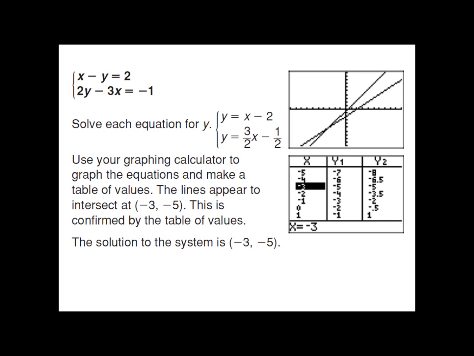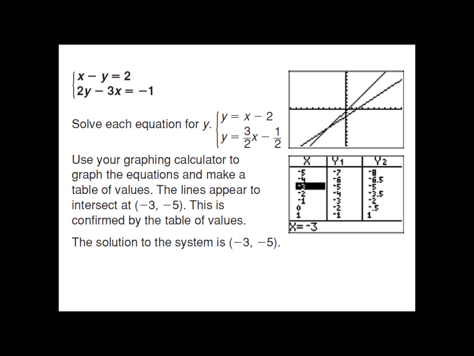When we plugged in negative 3 in for x, we got the same y value out both times. If we didn't get the same y value out, then we don't have a solution. We've got to get the same y value when we plug in that x value. And that table helps confirm that.